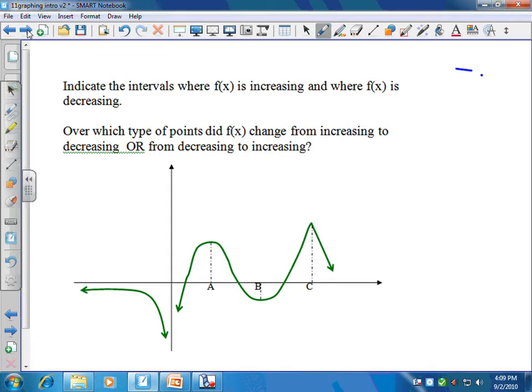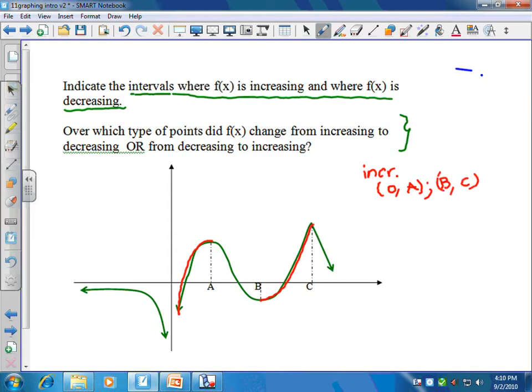Here's a similar question. This time we want to indicate intervals where the function is increasing and where it is decreasing. And then a similar question, indicate where did the function change its direction from increasing to decreasing or vice versa. Let's first look for the increasing regions. So over this region the function is increasing, right? So increasing from 0 to A and also from B to C. That's about it, because when you go from left to right, the graph should be rising. Those are the intervals where the function is increasing.